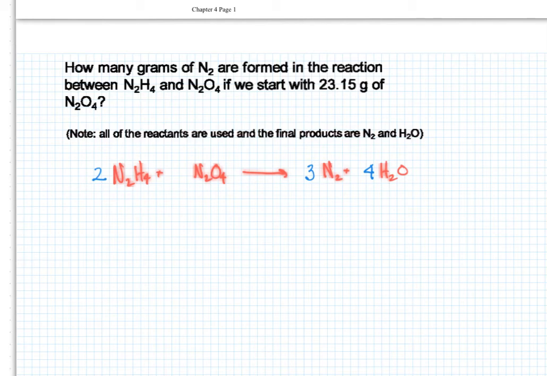And if we look at the type of problem that it is, we notice we have the mass of one of the reactants, 23.15 grams of N2O4. That's this guy right here. And we're trying to get to grams of nitrogen. All right, so the type of problem that we have is mass of reactant trying to get to mass of product. I'm trying to find that mass on the product side.